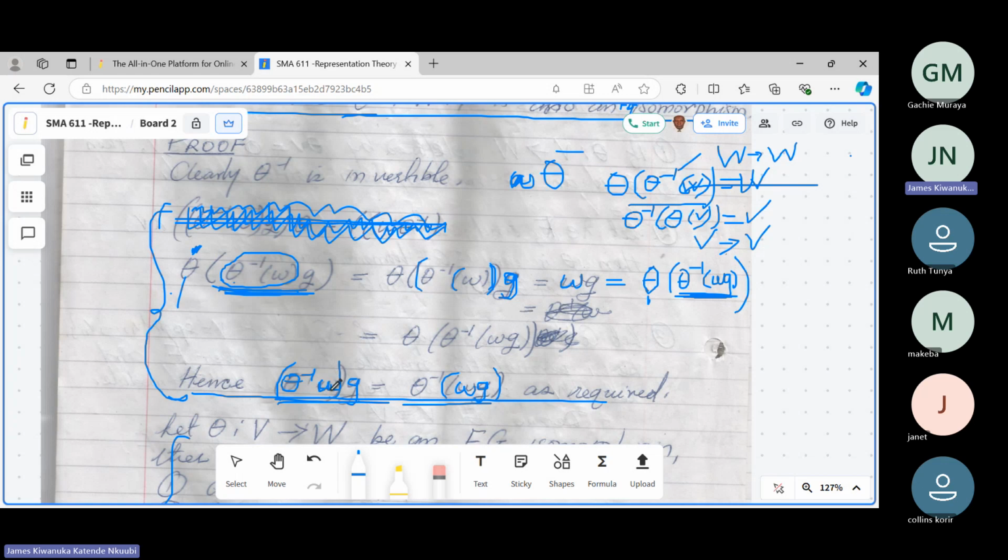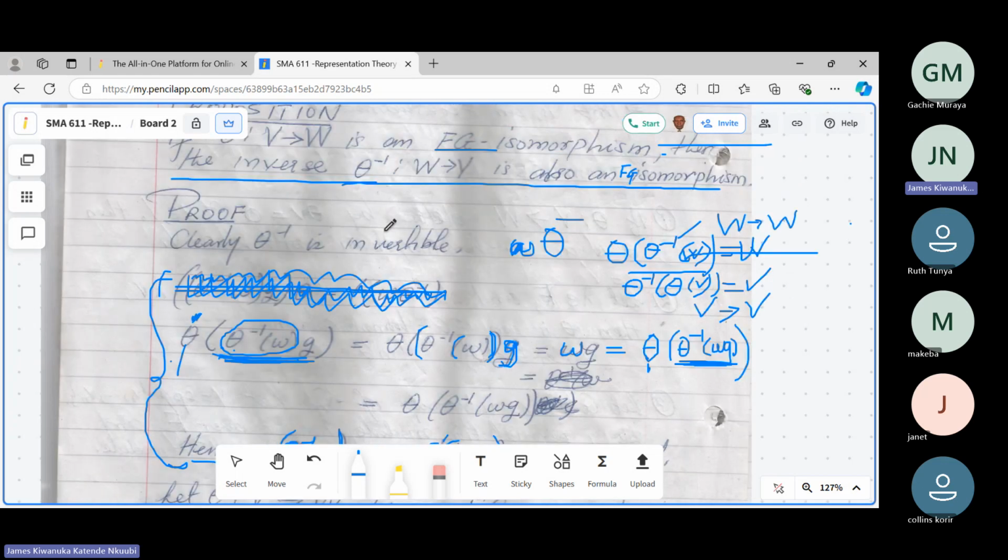This is W. That proves that theta is an FG homomorphism. I mean, not theta inverse. Theta itself was already stated to be an FG homomorphism. So we are told it's invertible. So the only thing we needed to show is that the inverse is also an FG homomorphism.